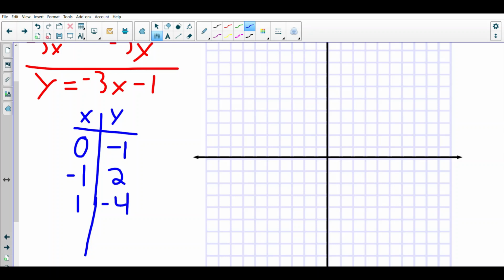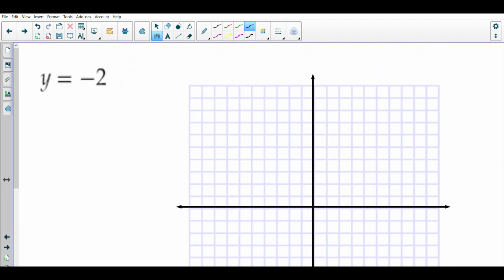I'm going to graph now. 0, -1. -1, 2, and then 1, -4. So that looks like a pretty straight line, or the best I can graph. And so we have our line of 3x plus y equals -1.